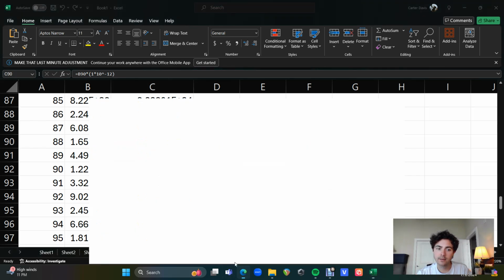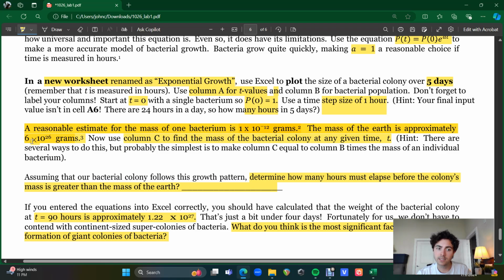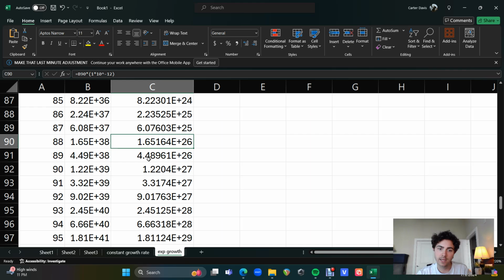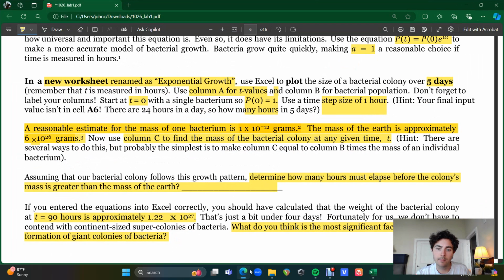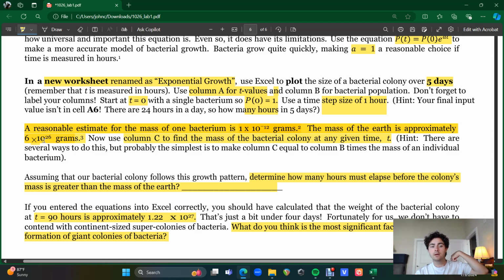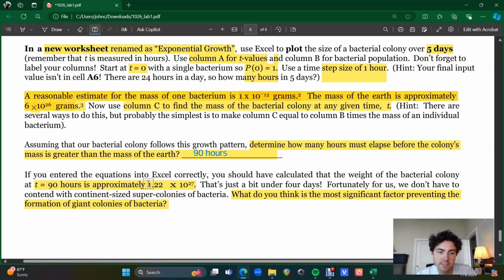1.65 is not as big as 6. We want something greater than 6 times 10 to the 26. Again, 4.48, not as big as 6. So the next best thing is 1.22 times 10 to the 27. That's the next hour for which it'll actually surpass that amount of 6 times 10 to the 26. So the number of hours is 90 hours. And they tell us that in the next statement here. They say 90 hours, it's 1.22 times 10 to the 27. That's exactly what we found.